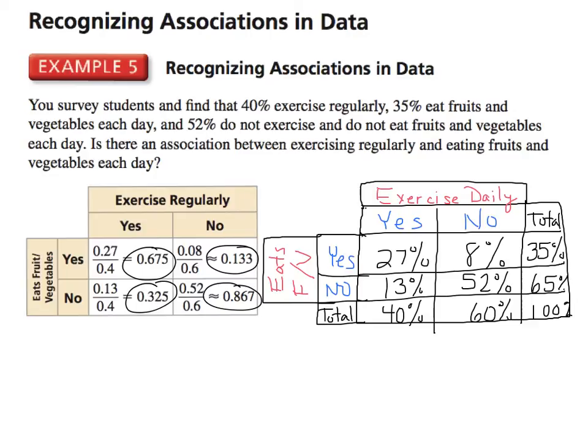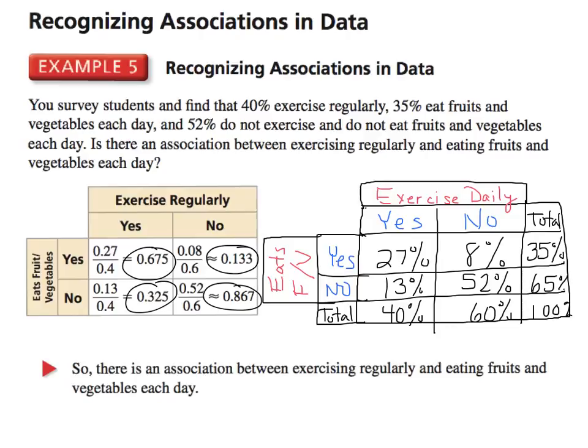So what's our answer? Is there an association? Well, by looking at it, we can see this. This is huge. Those that do eat vegetables are more than likely to exercise. Those who don't exercise, almost 87%, don't eat fruits and vegetables. So your answer is right here. There obviously, absolutely is an association between exercising regularly and eating fruits and vegetables each day.